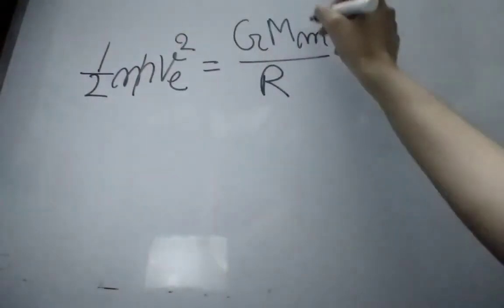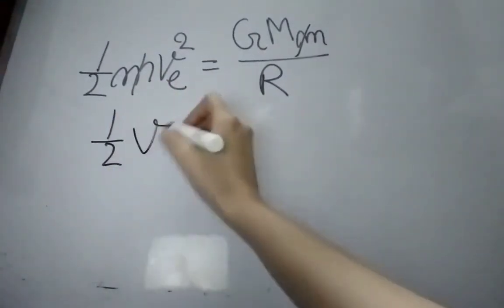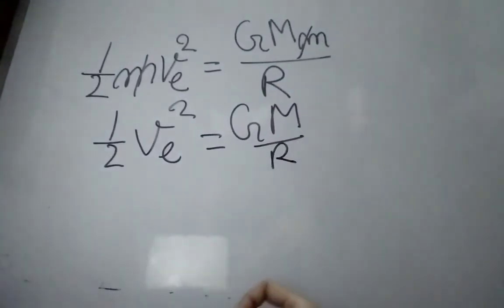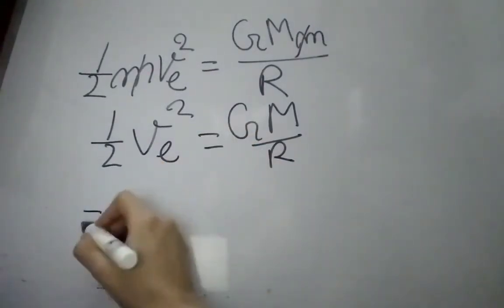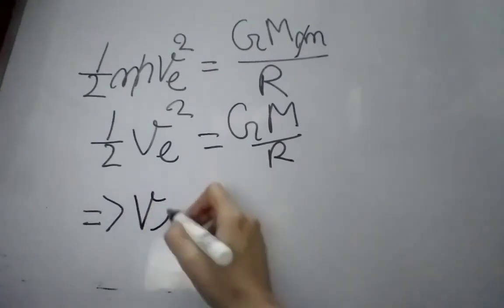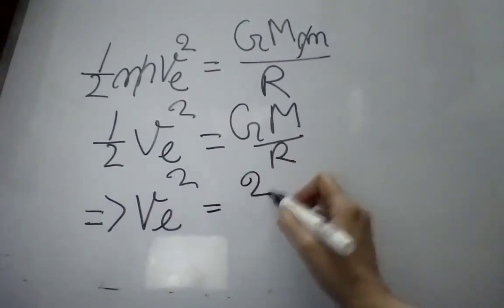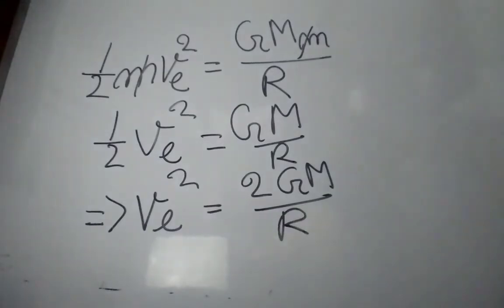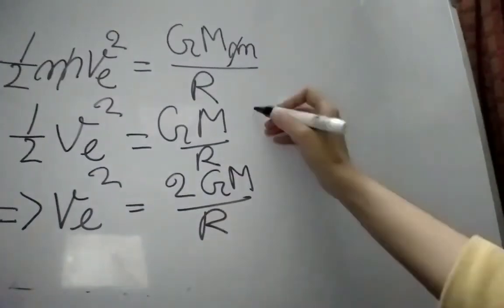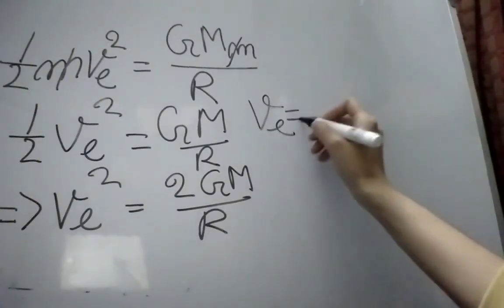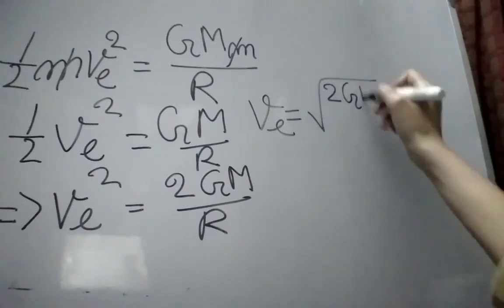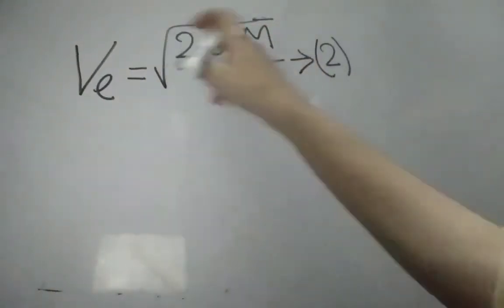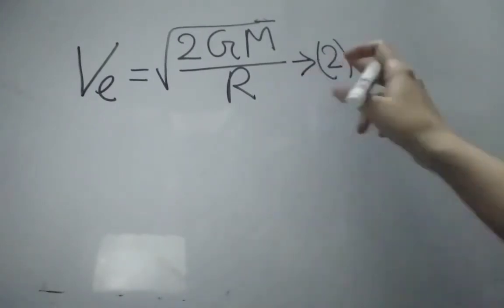Now here we will cancel out m, half VE square equals GM by R, that is equal to VE square equals 2GM by R, and from here we can say that VE equals root over 2GM by R. So this VE equals root over 2GM by R is equation number 2.